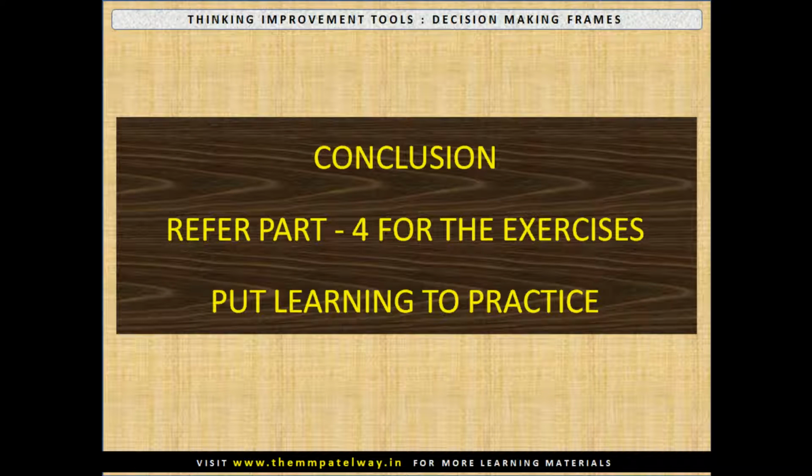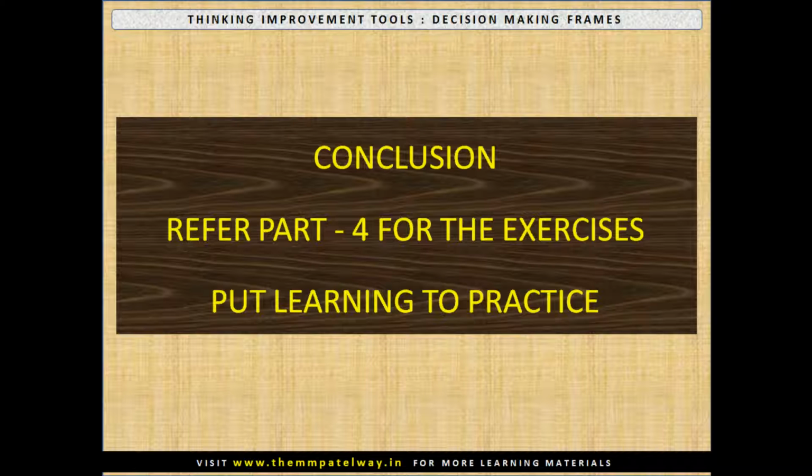Now I know I have not explained the frames in detail. I have just read them. I am sure even the awareness of the frames and the need to use the frames will help business managers to take better and integrated decisions.